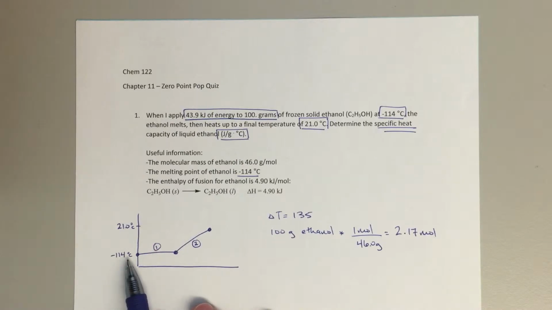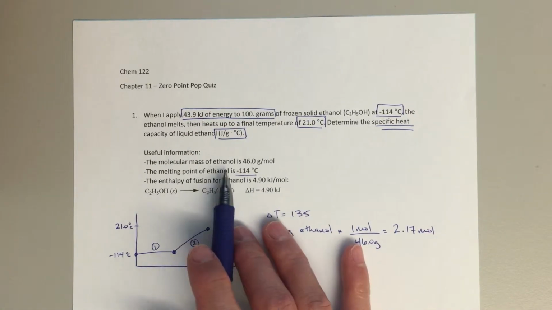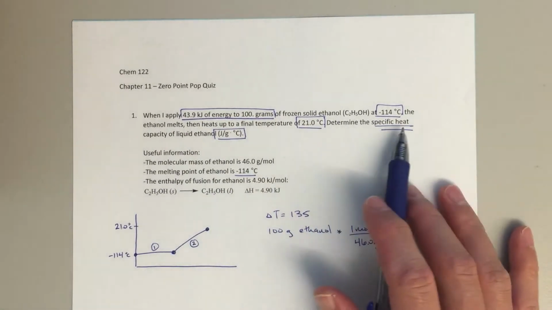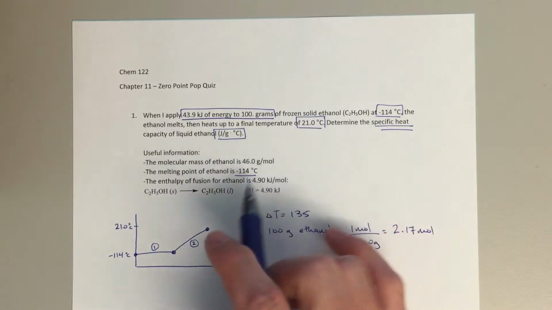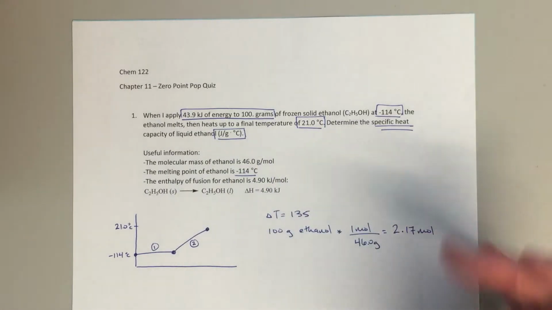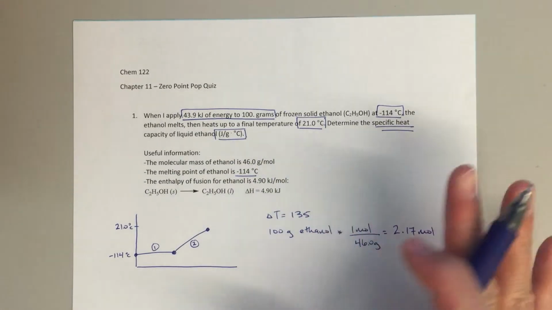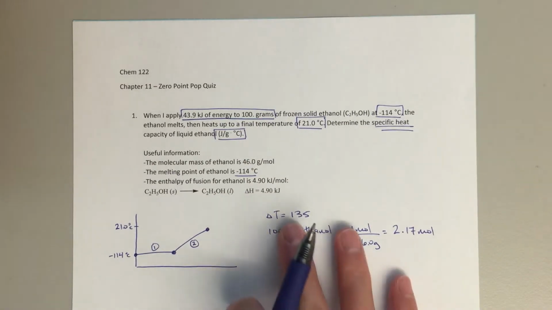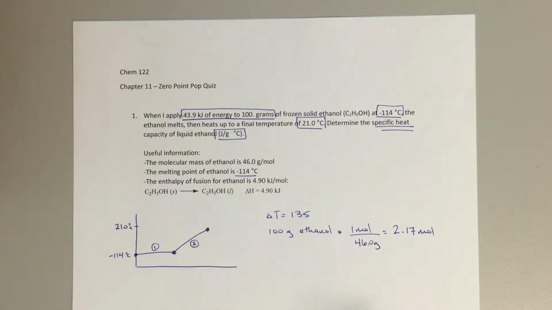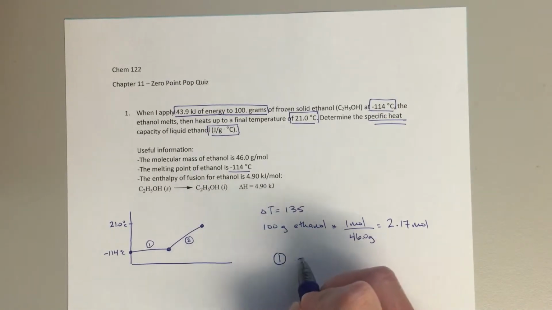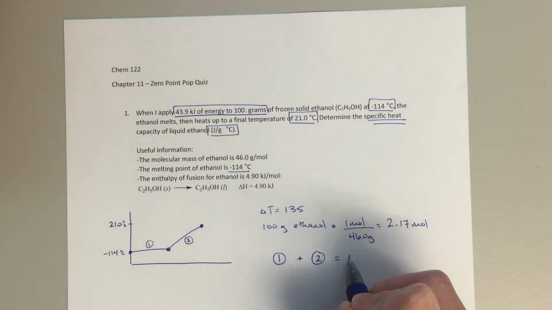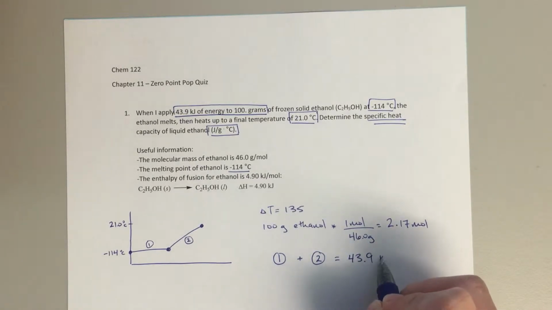So minus 114 to 21 degrees Celsius, that's going to be a Q equals SM delta T type equation. And I'll need the specific heat capacity, which is the information that I don't have. So I will need to figure that out. That's going to be the unknown that I'm solving for in this case. Okay, so I think this is all pretty self-explanatory. I've got my delta T, I've got my number of moles of ethanol, and the first key point here is that energy 1 plus energy 2 equals the total amount of energy that I have applied.